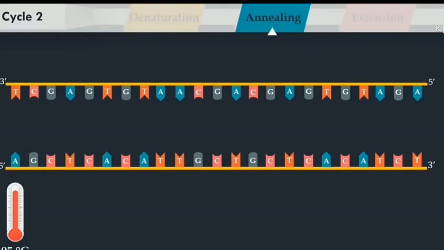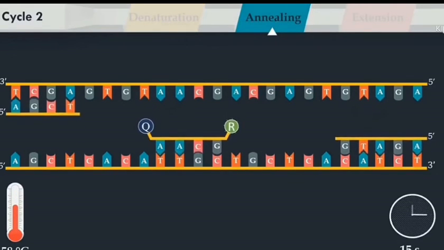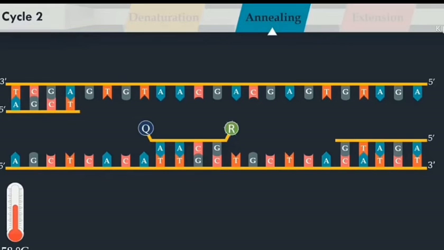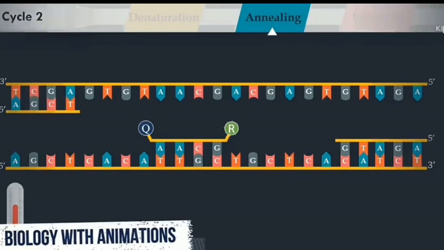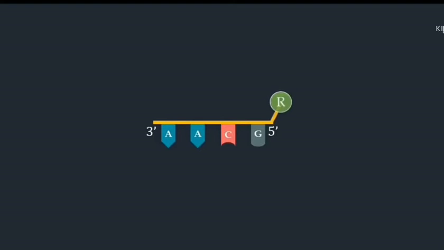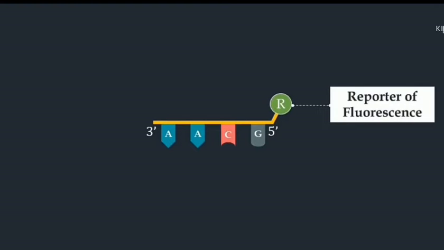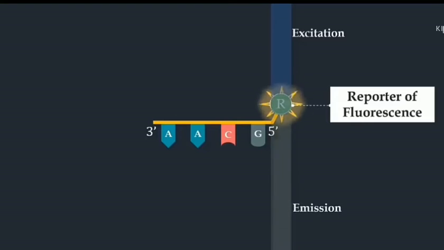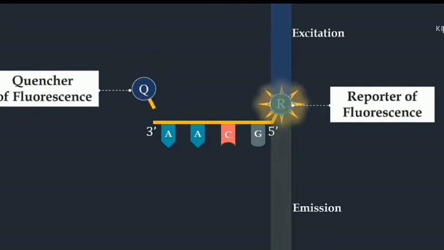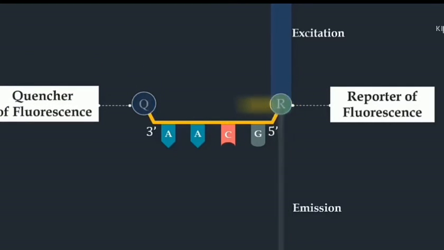In the next part, the reaction temperature is lowered, allowing annealing of the primers to each of the single-stranded DNA templates and annealing of the TaqMan probe to its complementary part of the target DNA. The TaqMan probe consists of a fluorophore attached to the 5' end of the oligonucleotide probe. The fluorescence is emitted by the fluorophore when it is excited by the cycler's light source. Also, this probe has a quencher at the 3' end.